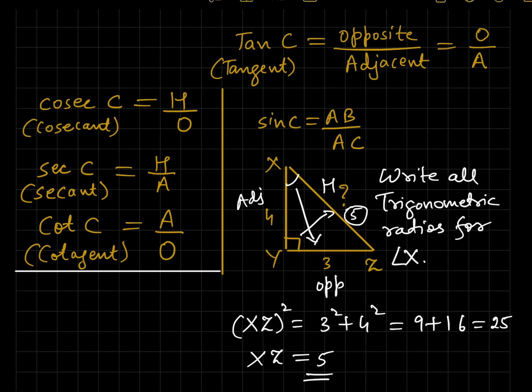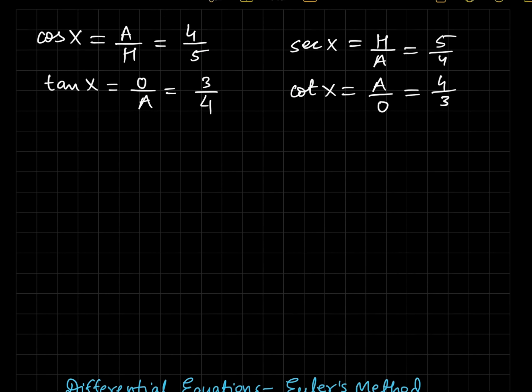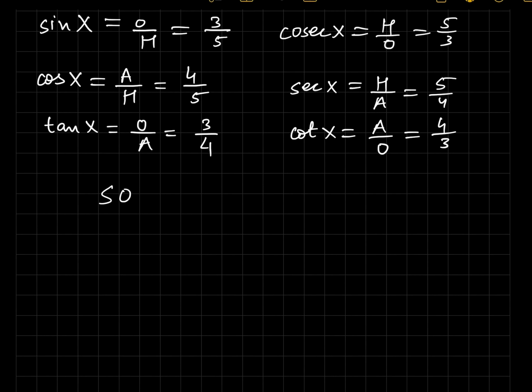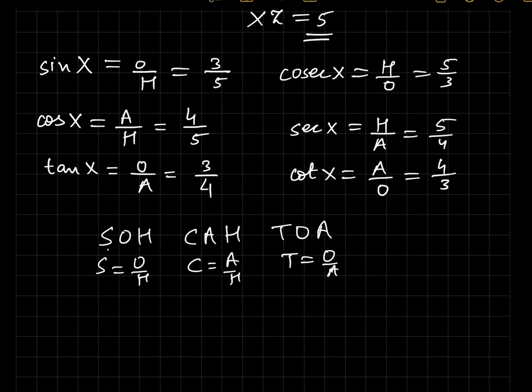And you can easily remember this sine O over H, cos A over H, or tan O over A just by writing this: SOH CAH TOA. See, sine is what? O over H. Cos is what? A over H, and tan is what? O over A. Easy to remember? So SOH CAH TOA. Hope you understood.